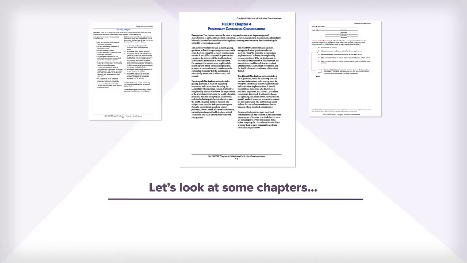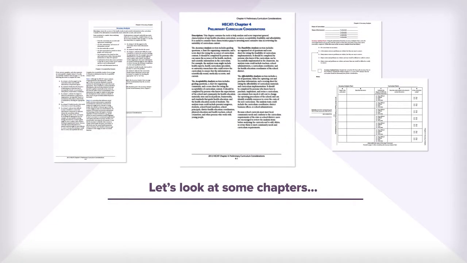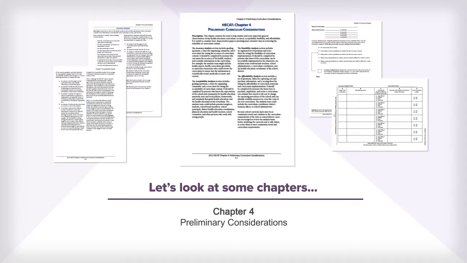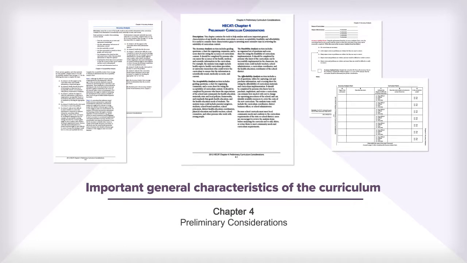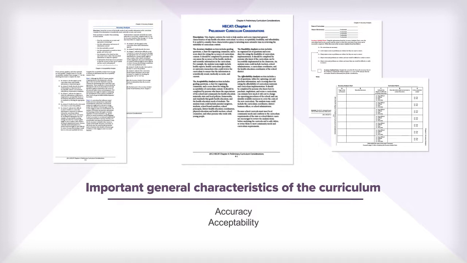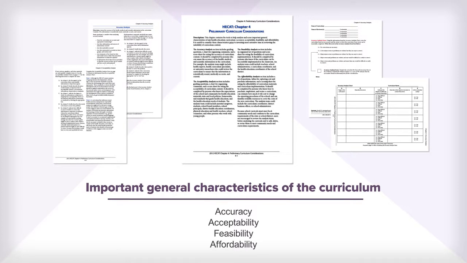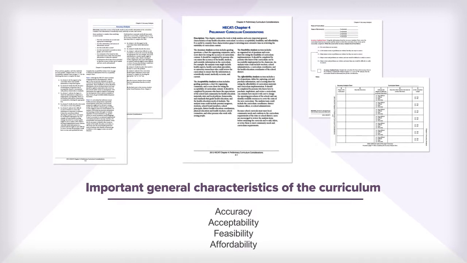Let's look at some of these chapters and modules a bit closer, starting with Chapter 4, Preliminary Considerations. Before investing extensive time in reviewing the suitability of curriculum content, first consider some important general characteristics of the curriculum, such as its accuracy, acceptability, feasibility, and affordability. You might eliminate many curricula early in the review process if they don't meet one or more of these considerations, saving time that is often wasted reviewing materials that don't meet your needs.